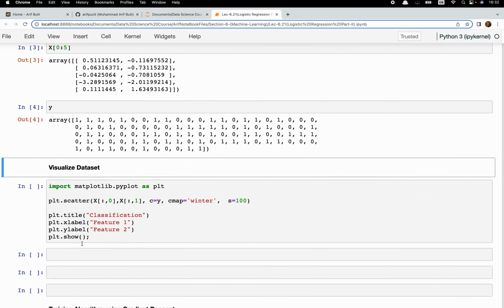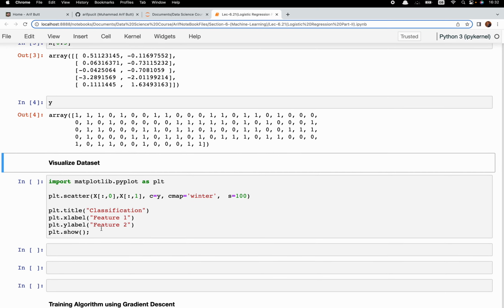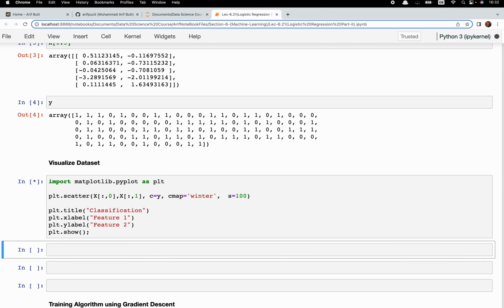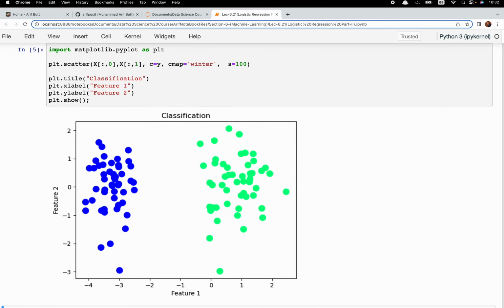Let us now visualize the dataset using a scatter plot. Note the scatter method, where I am keeping the 0th column of X along the horizontal axis and the first column of X along the vertical axis. Let me just execute. Great. Same data points, blue and green, same locations, having the same separation among the points of the two classes.